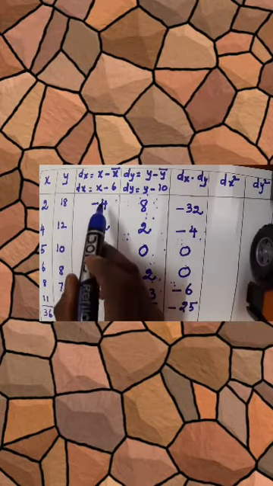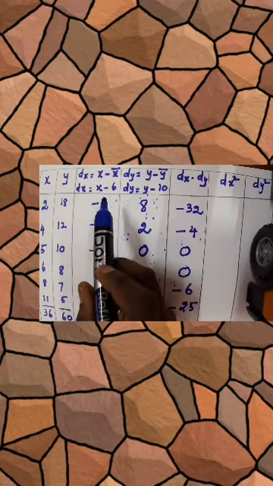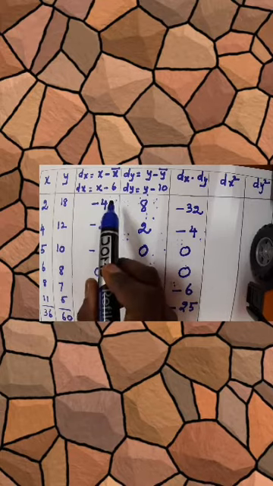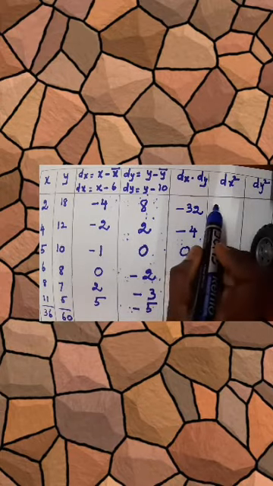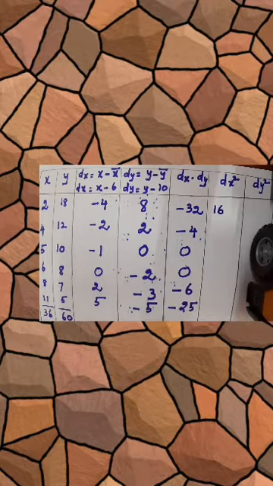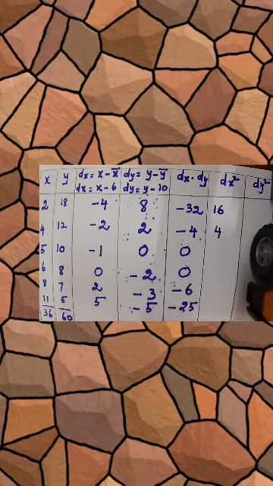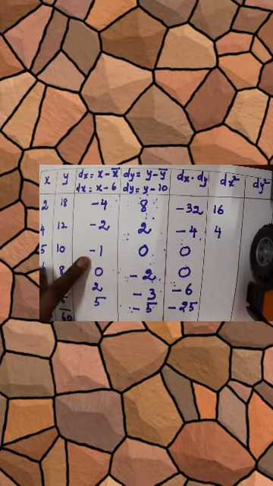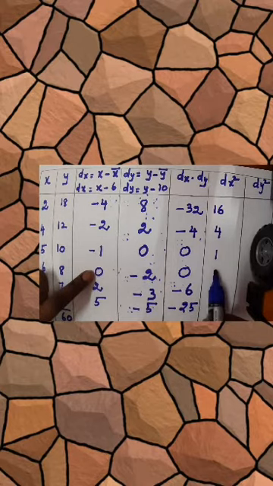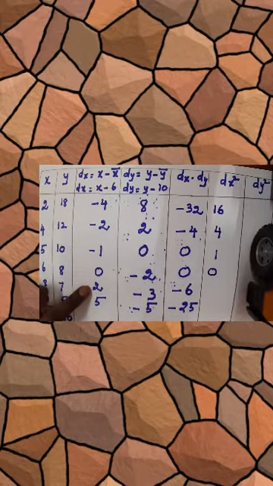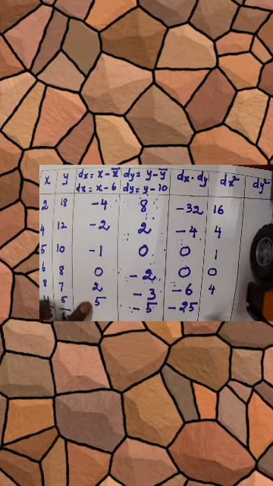Dx square is nothing but you are going to square this dx column. So it's just minus 4 the whole square. The power is even, so negative will be converted to positive. So it is positive 16. Minus 2 the whole square will give you positive 4. Similarly, minus 1 the whole square will give you positive 1. 0 the whole square will give you 0. 2 the whole square will give you 4. 5 the whole square will give you 25.